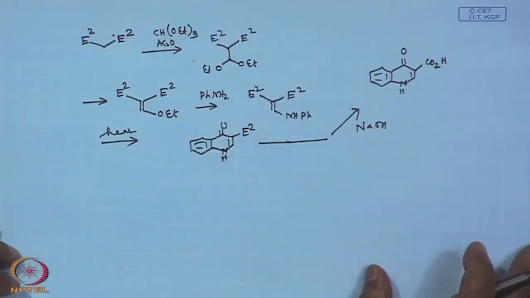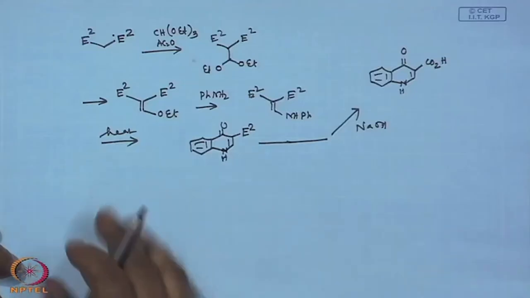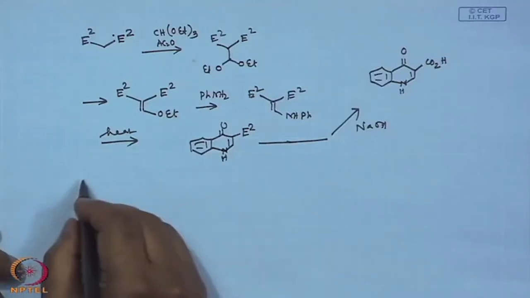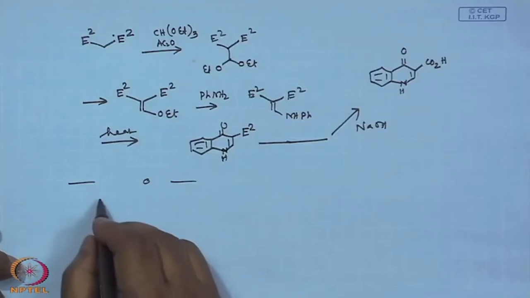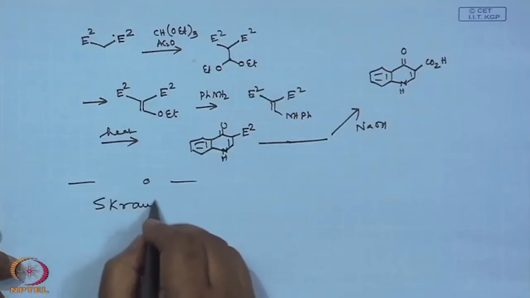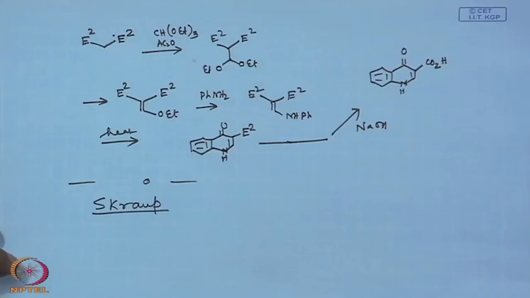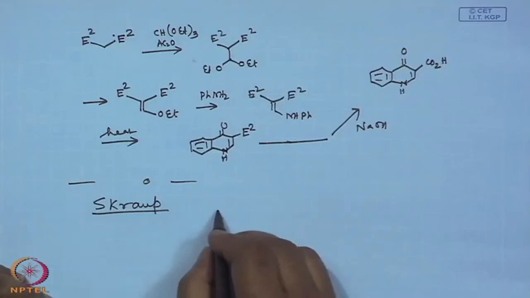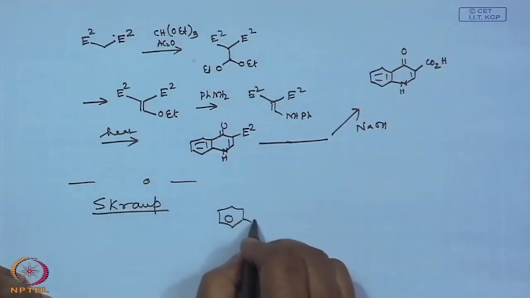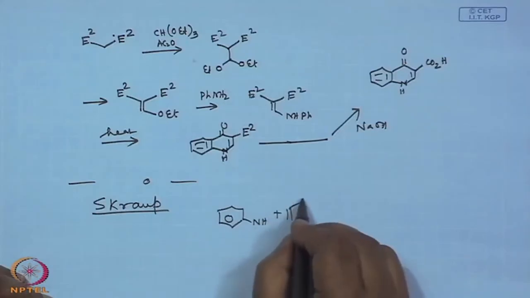Okay. And then what are the other methods based only on the utilization of aniline derivatives? All of you know there is a method called the Skraup synthesis. The classical Skraup synthesis requires aniline, glycerol, concentrated sulfuric acid, and nitrobenzene. Concentrated sulfuric acid converts glycerin into acrolein, that means an alpha beta unsaturated ketone.